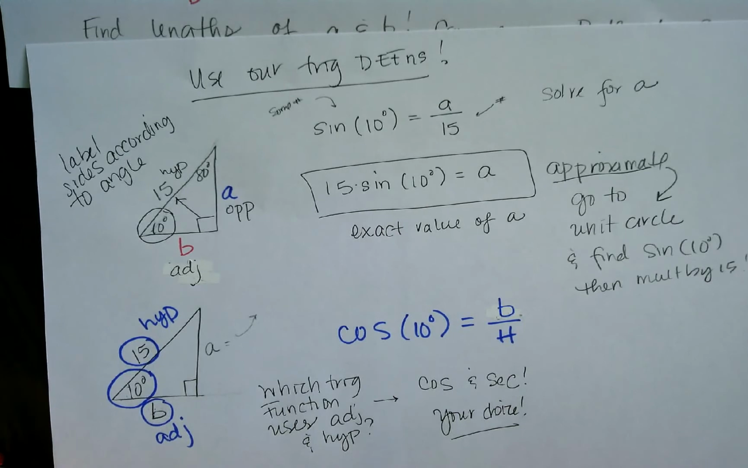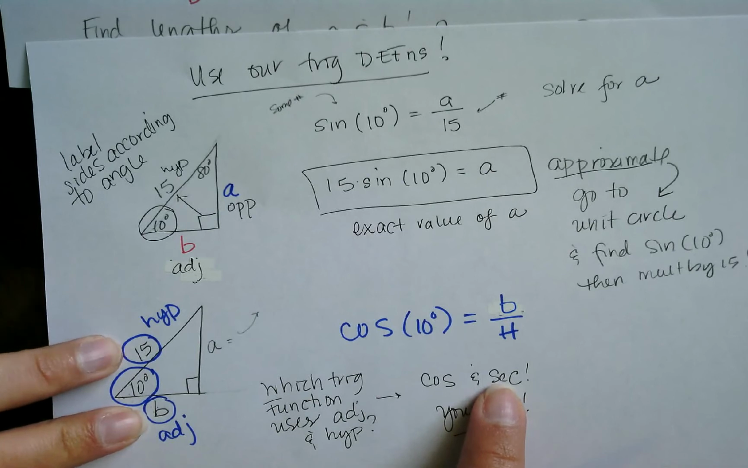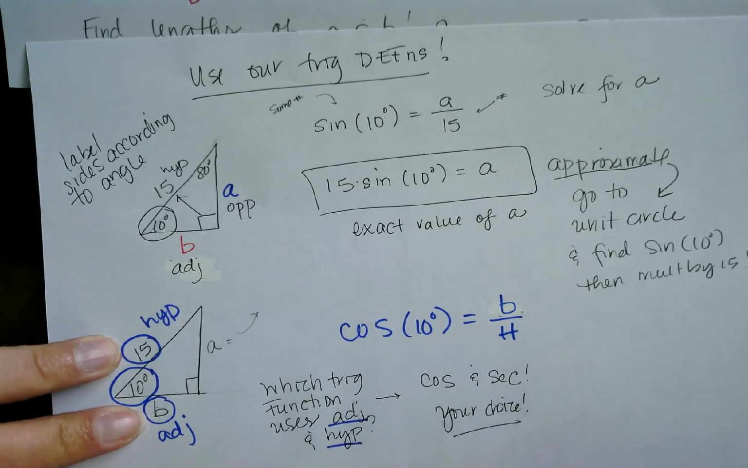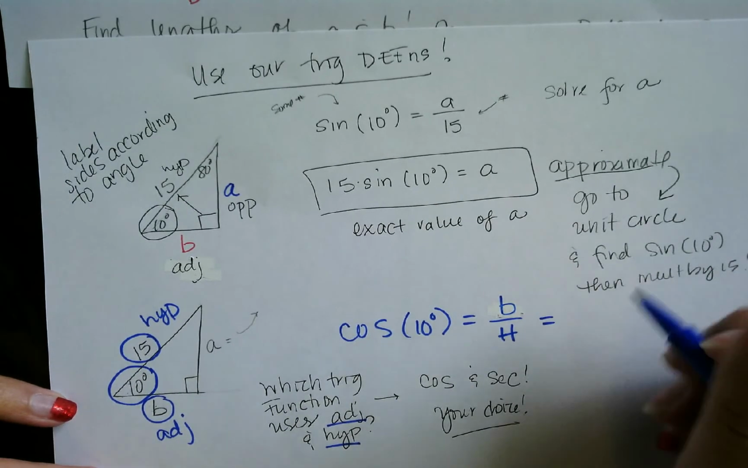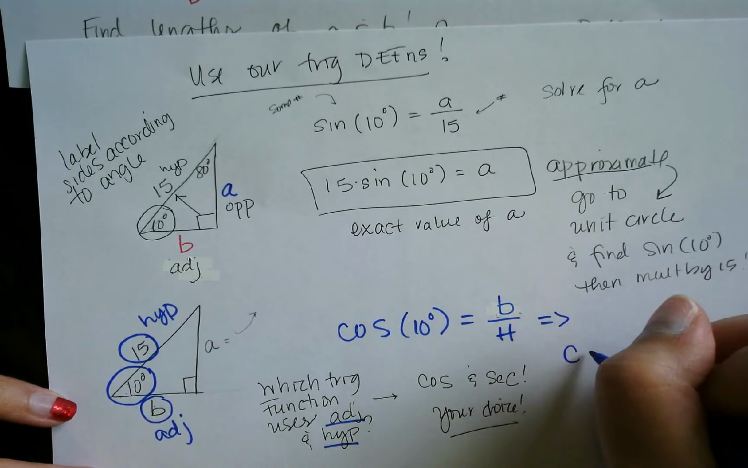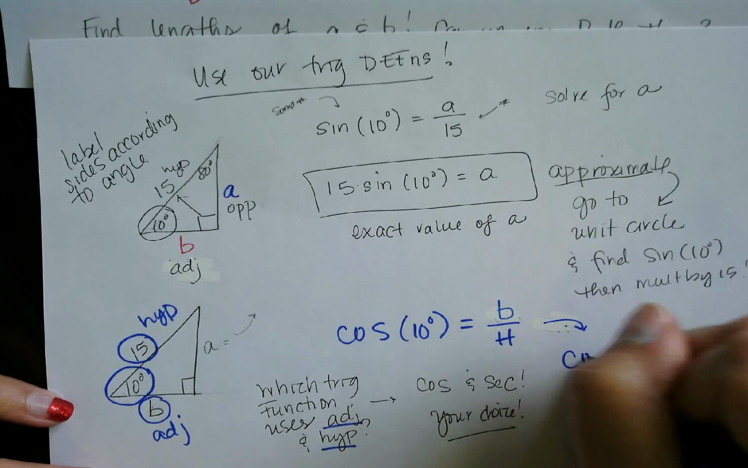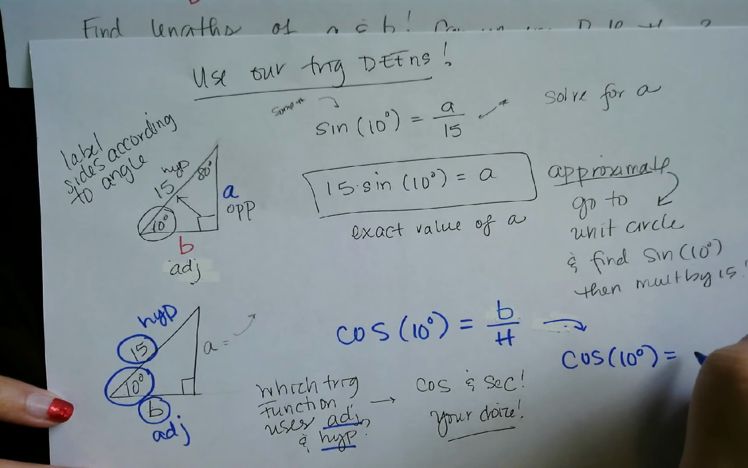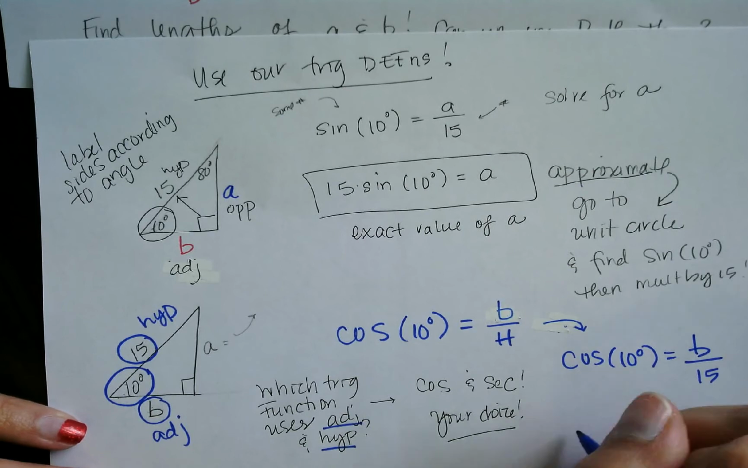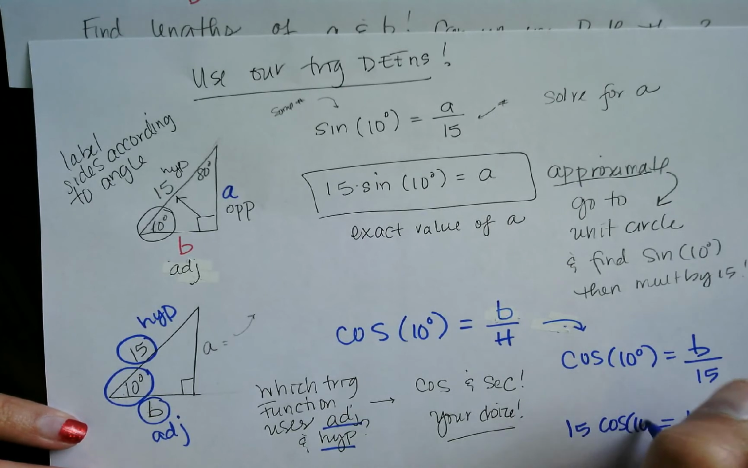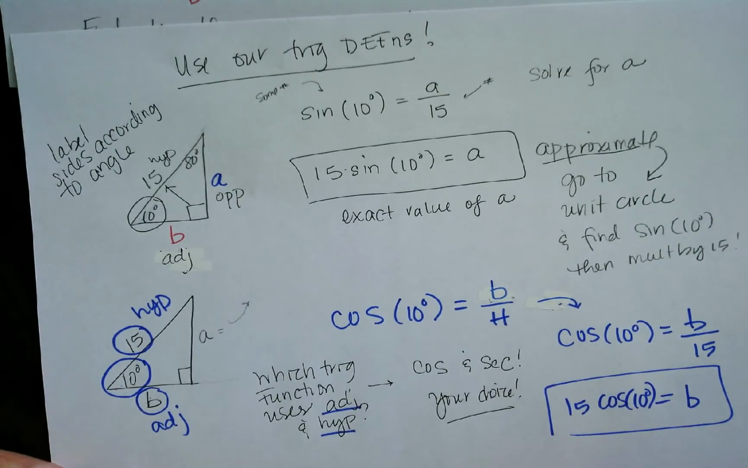So I'm going to use what trig function, cosine or secant. It doesn't matter which one. Both of them have adjacent involved and hypotenuse involved, and those are the sides you're using according to your 10. So cosine of 10 degrees is b, which is adjacent, over 15. How do you solve for b? Multiply both sides by 15. So your exact value for b is 15 times cosine of 10 degrees.